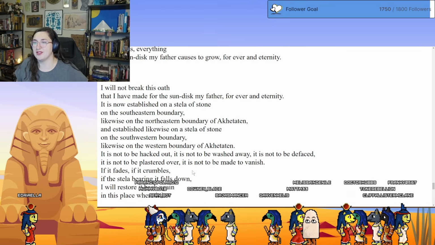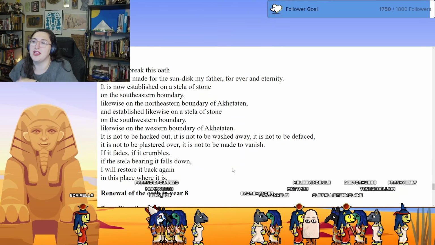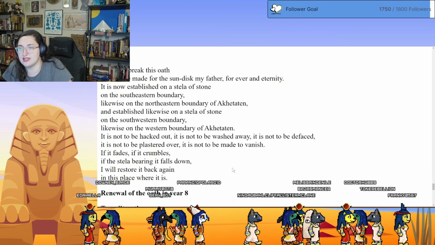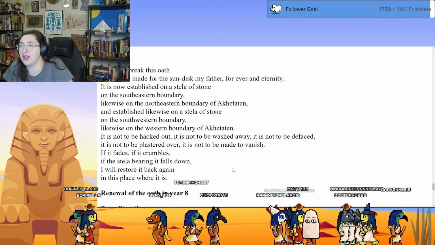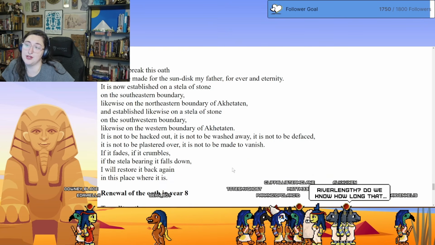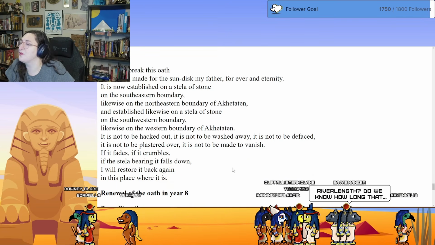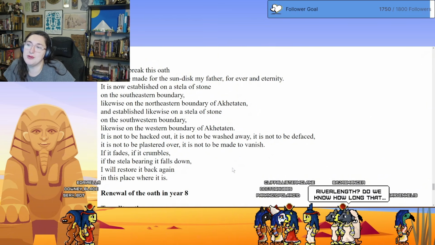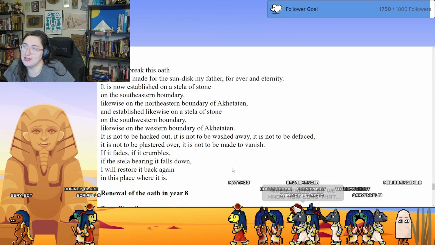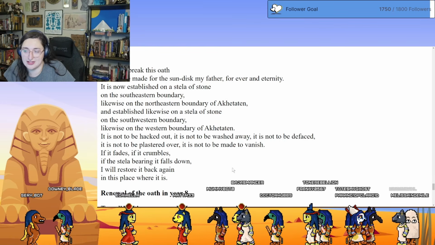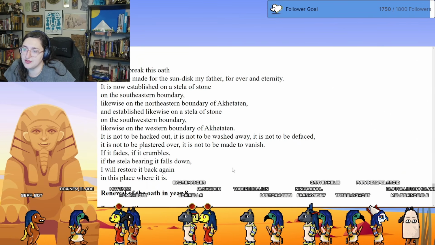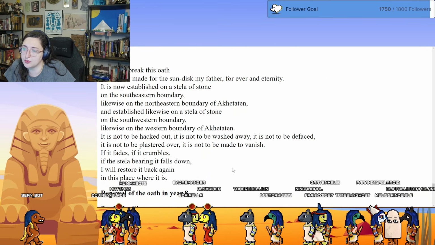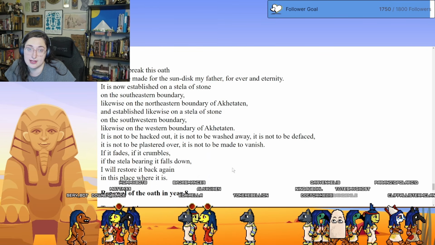Oh, and then this is always sad. I will not break this oath that I have made for the sun disk my father forever and eternity. It is now established on a stela of stone in the southeastern boundary, likewise on the northwestern boundary of Akhenaten, and established likewise on a stela of stone in the southwestern boundary, likewise on the western boundary of Akhenaten. It is not to be hacked out. It is not to be washed away. It is not to be defaced. It is not to be plastered over. It is not to be made to vanish. If it fades, if it crumbles, if the stela falls down, I will restore it back again in this place where it is.